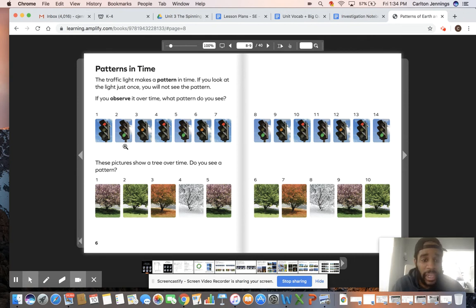So these pictures show a tree over time. In this picture, you see fall, spring, summer, winter, fall, spring, summer, winter, fall, spring. What do you think is going to be 11 and 12? What's going to be the next ones? Summer, winter. You guys got it. Good job. Give yourselves a pat on the back. Okay, great job. All right, we're going to move on here.